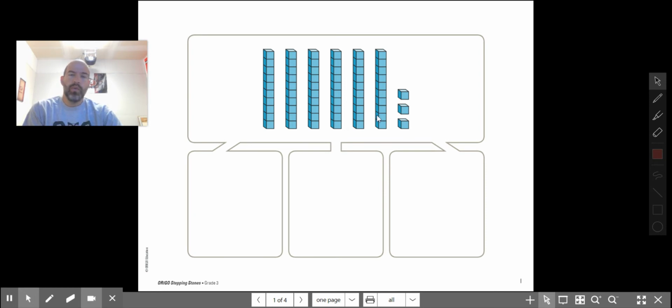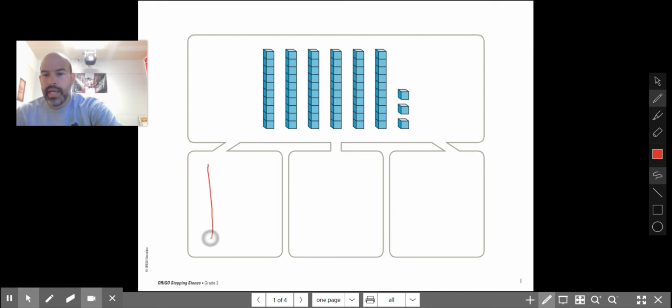So we know that there are 63 base 10 pieces in all, correct? We know there are 3 groups that we're going to divide into. What we don't know is how many go in each group. So we're going to go ahead and put tens into the groups. Oops, I guess I have to do this manually.